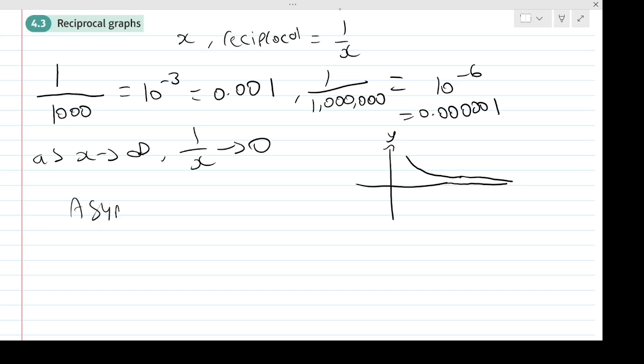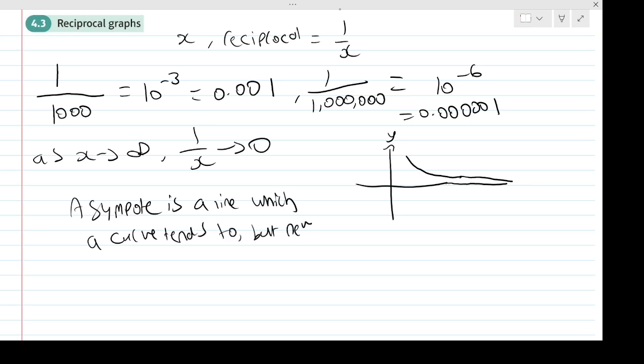Okay. So an asymptote is a line which a curve tends to, but never touches. And it's happening here. So it wants to go towards, well, what would it be? The x-axis, remember, it's just y equals 0. So y equals 0 would be the asymptote here. Okay.